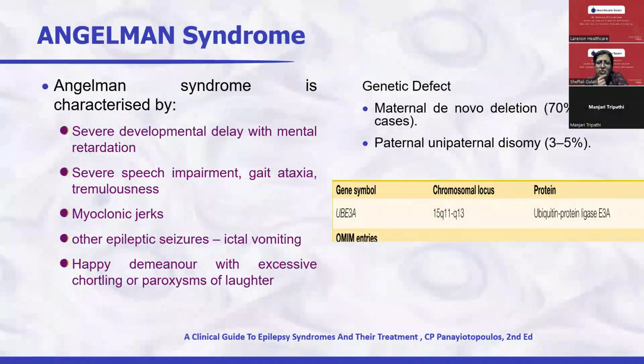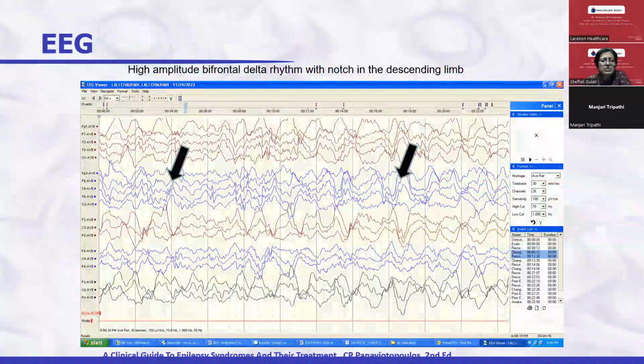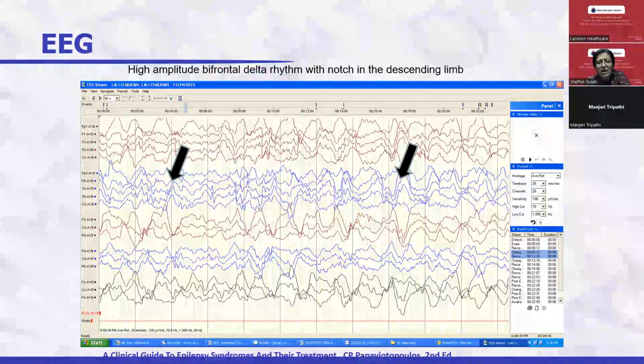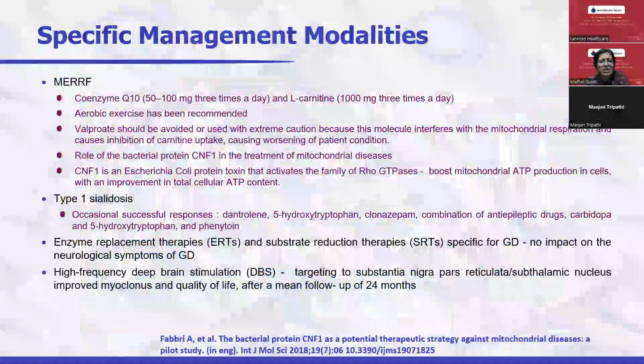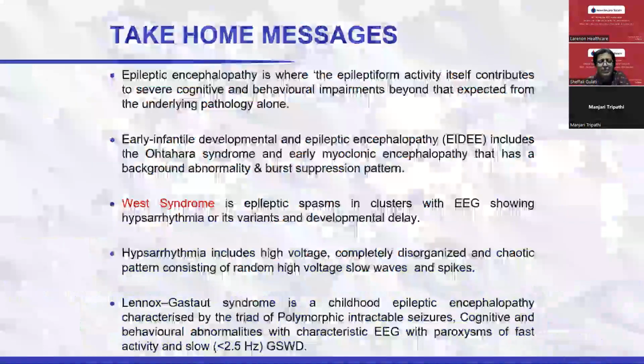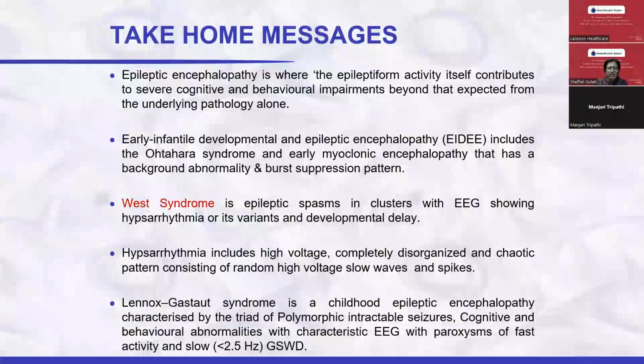Angelman syndrome, which has a genetic defect, has severe developmental delay and speech impairment, ataxia, and myoclonic jerks, generally having a happy demeanor with paroxysms of laughter. These children have a high amplitude bifrontal delta rhythm with a notch in the descending limb. And this had helped us in diagnosing one of these children of ours. And you have the high amplitude bifrontal delta rhythm with the notch in the descending limb. So we can get help from EEG in many of the PMEs.